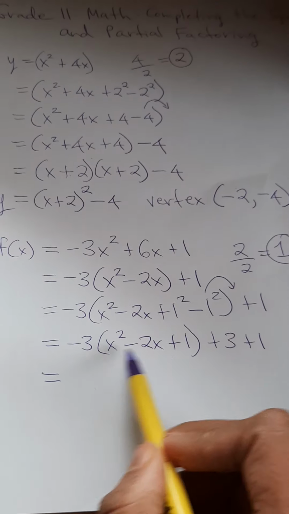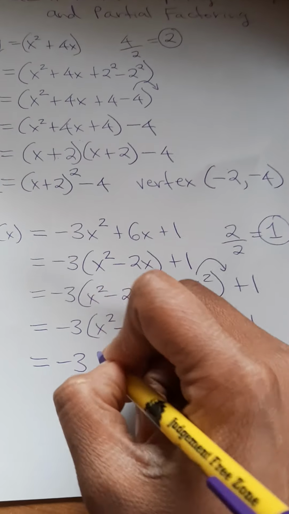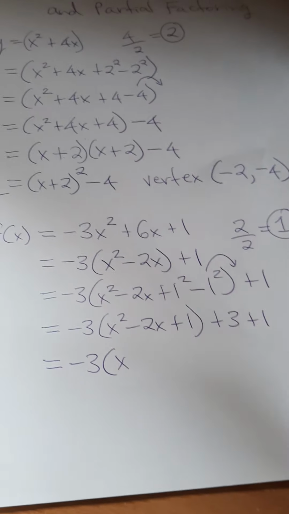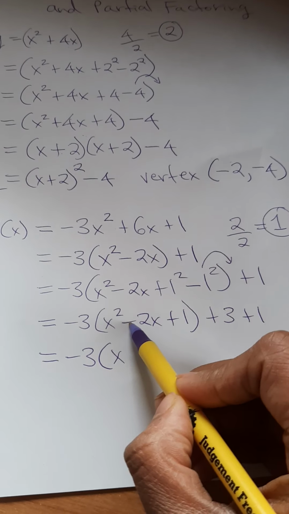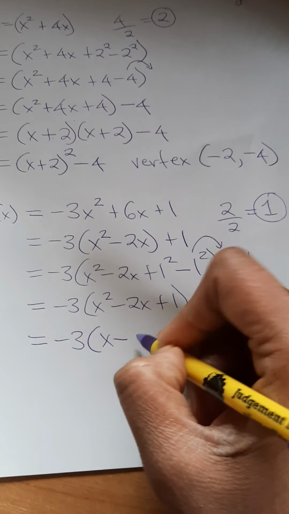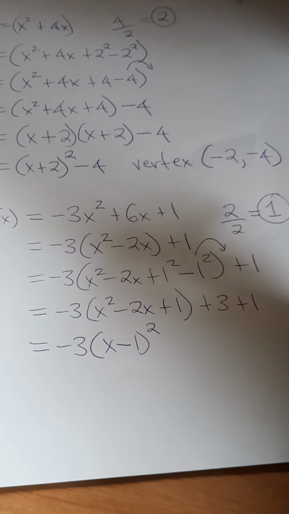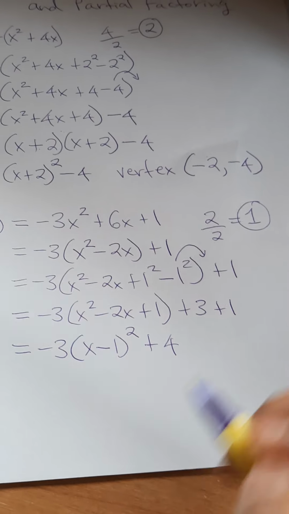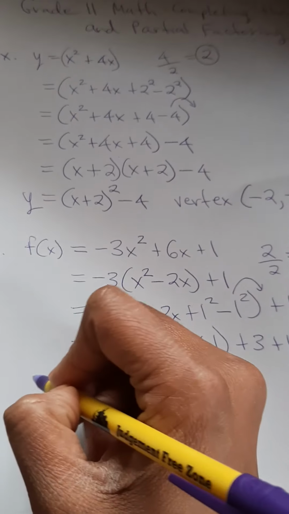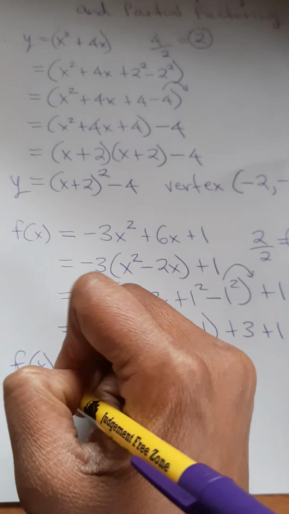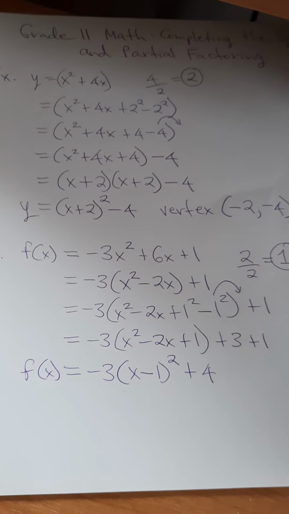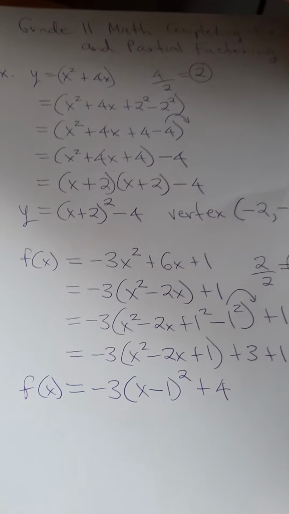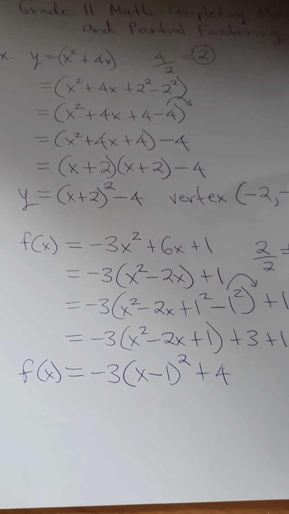And now again, I'm just factoring what's on the inside here. But again, I don't need to factor it. It's going to be x minus, because that first sign is minus, 1 whole squared. That's my perfect square there. And that's the number that I'm using here. Okay, and add these numbers on the outside, which is equal to 4. So this is my function now. It's f of x equals -3 times (x minus 1) whole squared, plus 4.